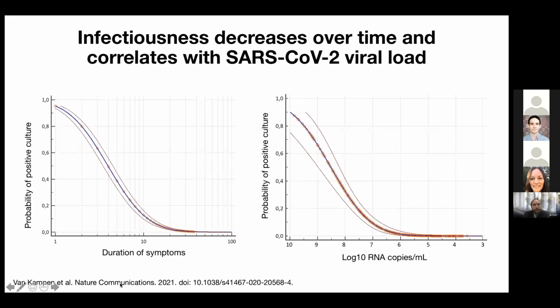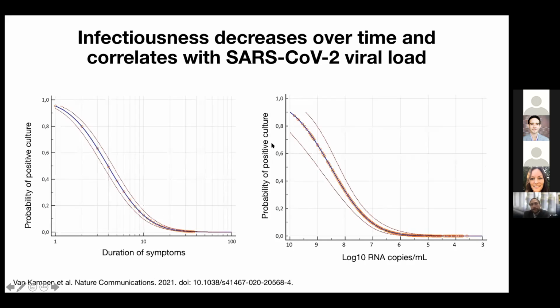So this study went on to take all of those dots on the plot on the last slide and model it. And the model more clearly emphasizes what I was just mentioning. Here on the left panel, we're looking at duration of symptoms on the x-axis, probability of positive culture and infectious virus on the y-axis. You can see that after about 10 days, there's a very low probability that someone is infectious, even though the PCR tests are positive.